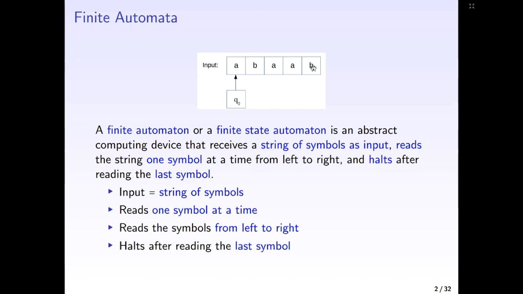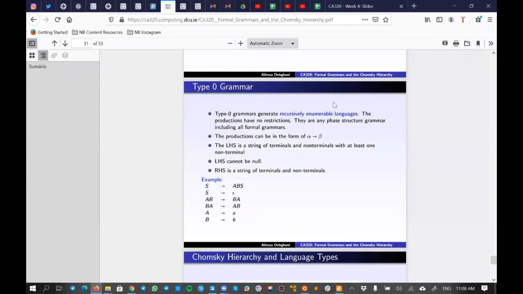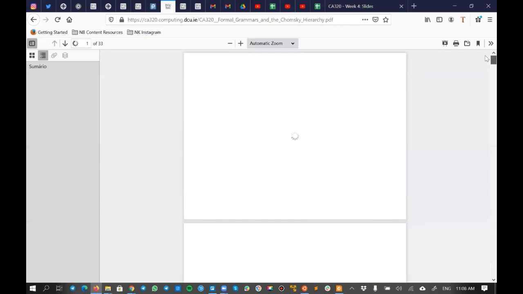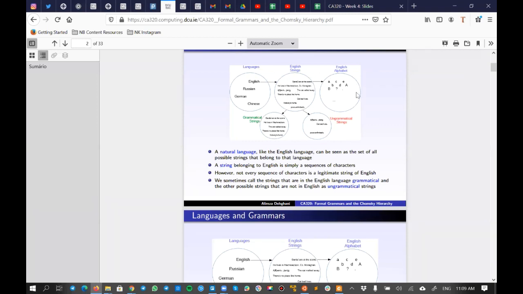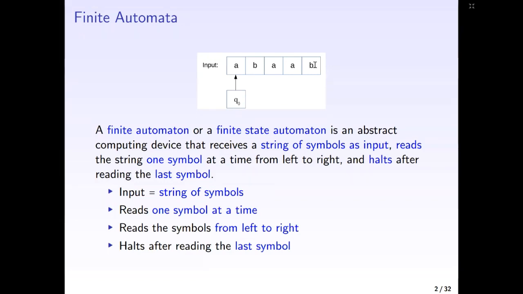So I have a string inside the language. That string might belong to that language, or it might not. Let's go back to this picture here. I had characters, I had strings, and strings could be in two different classes: ungrammatical strings and grammatical strings. Grammatical strings are strings that comply with the grammar of that specific language. So imagine I have a string which is compatible with the grammar of my specific type of language. If I receive that set of characters as input, the machine reads the string one symbol at a time, with a read head.